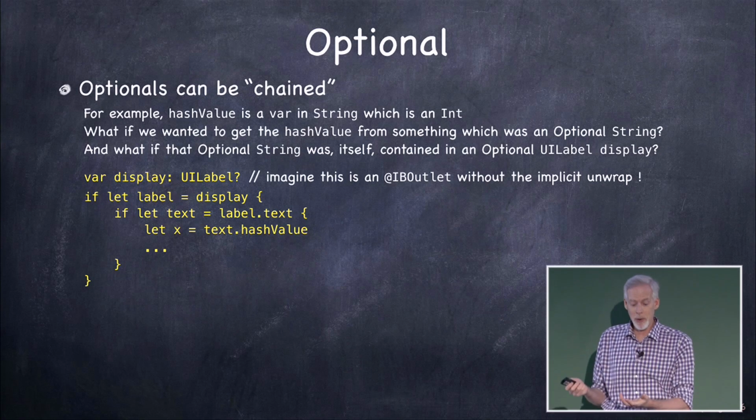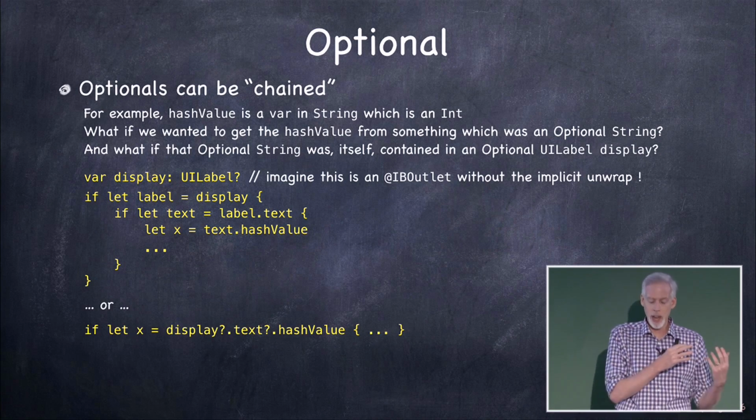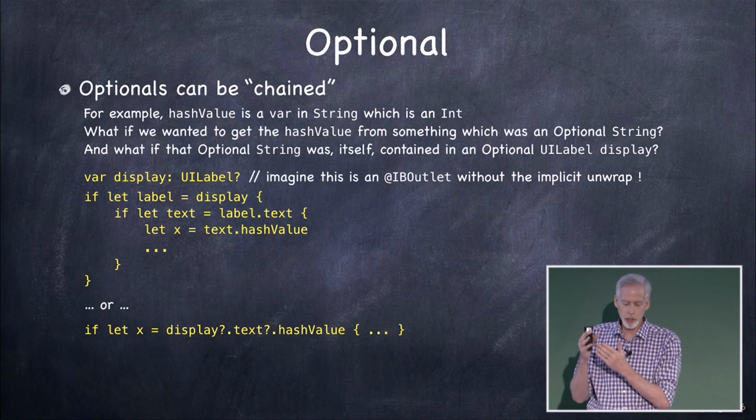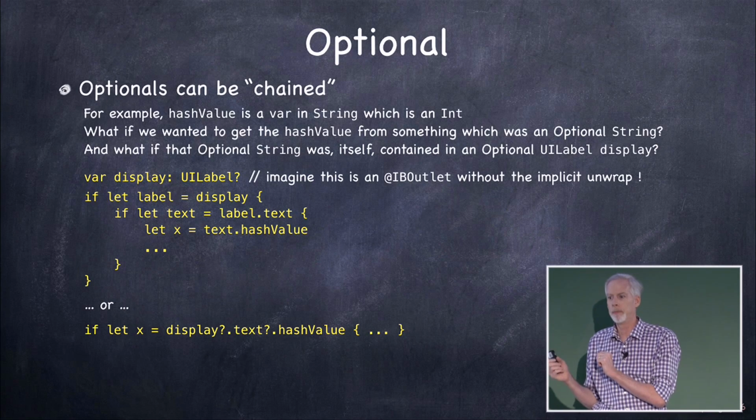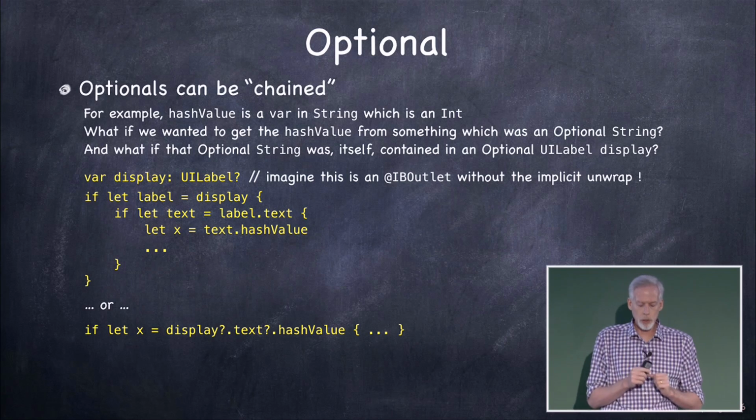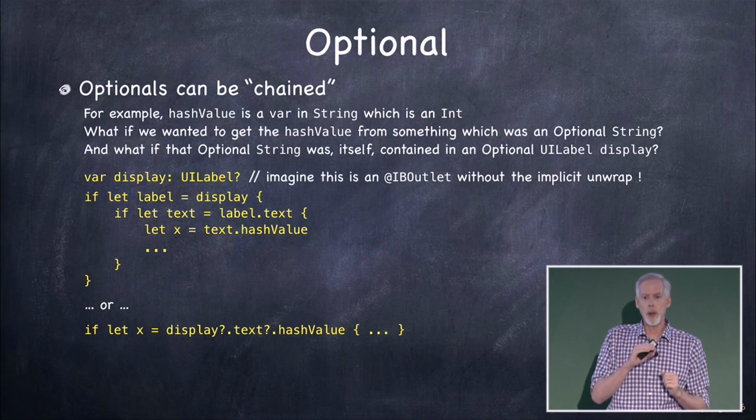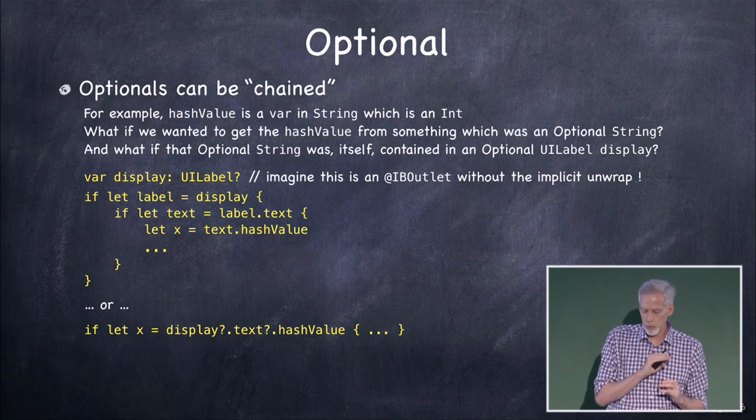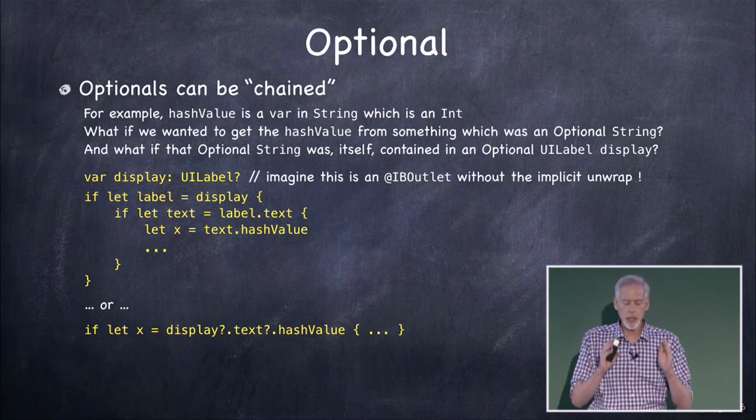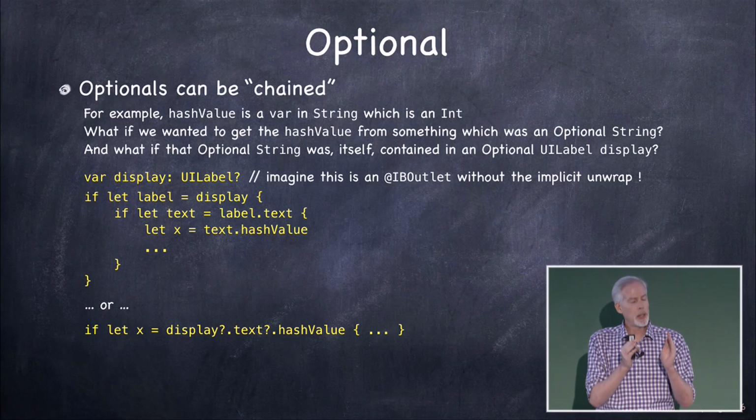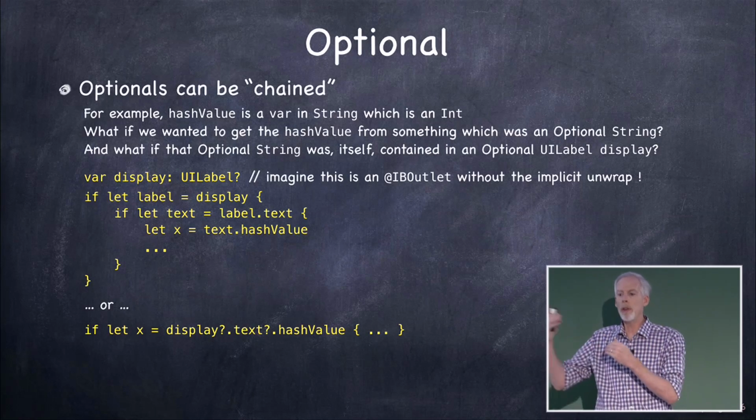Well, there's a lot easier way to do that, which is this. You just say display question mark dot text question mark dot hashValue. Okay? So if you use question marks not when you're declaring the optional, but when you're actually using it, that basically means try and unwrap this, and if you can, then use that value to go to the next thing.